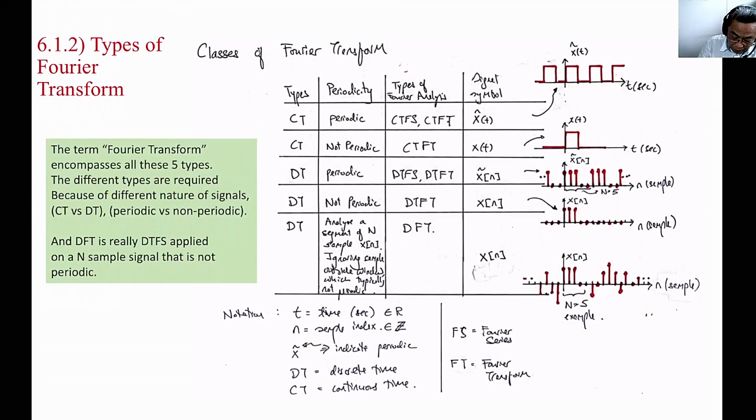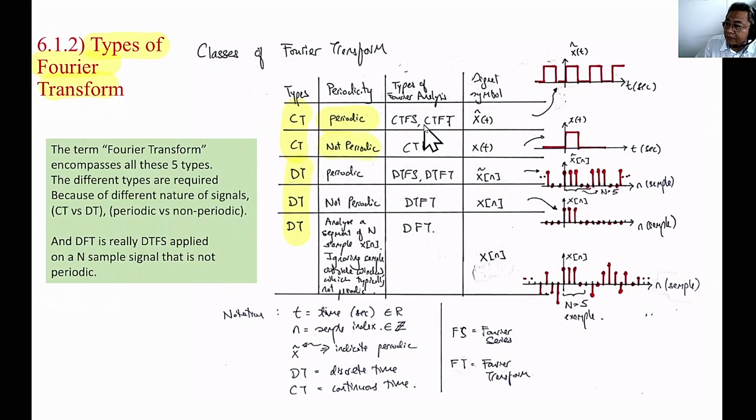This is 6.1.2. In this figure, we'll study and examine the different types of Fourier transform. Here, I'll show you there are actually 5 different types of Fourier transform. There are the continuous time Fourier transform, and there are 3 discrete time Fourier transform. Continuous time Fourier transform can be operated on periodic signal as well as aperiodic signal.